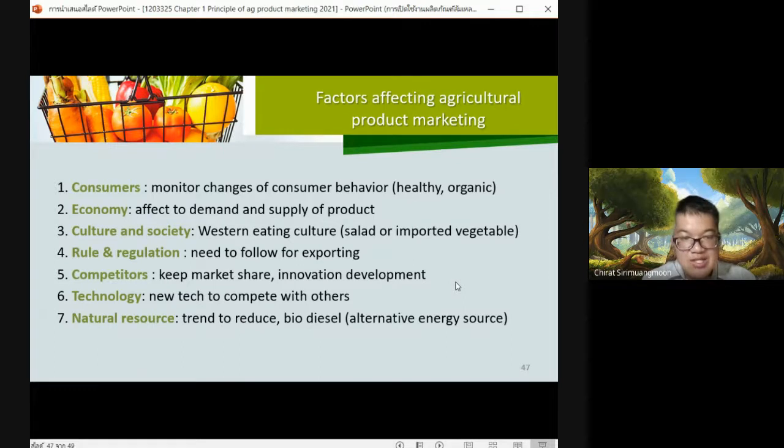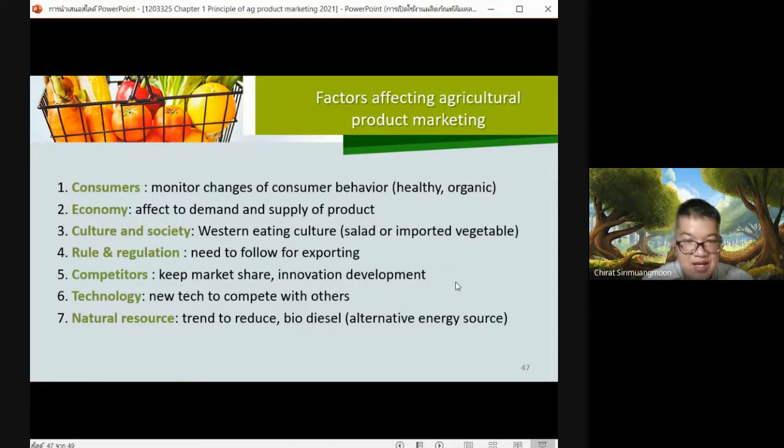And third one, culture and society. We may have these effects from the Western cultures. So in the past, Thai people consumed the local vegetable, but for now many people love to have the salad vegetable and imported vegetable that is very famous, but the local vegetable does not have a high demand. Then don't forget to think about the rules and regulations, especially for exporting.